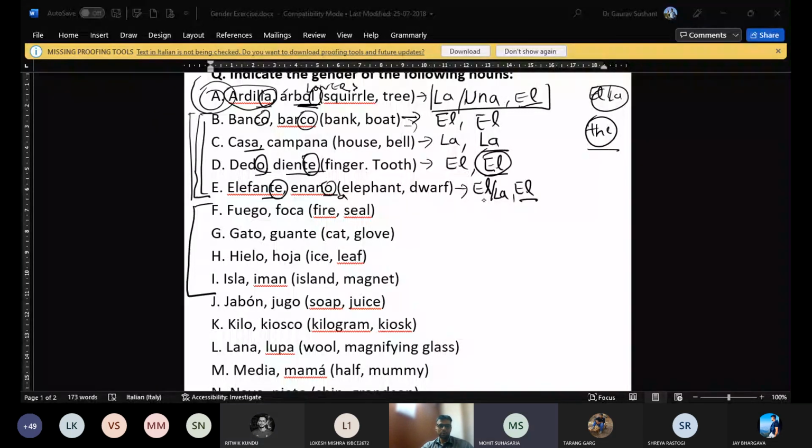So I think Ritvik, you can try the next four only, and then you will be able to clear your doubts if you have. Yeah, sure, sir. Next is El Fuego, El fuego. Very good. La Foca. I'm not very sure about the pronunciation of this one. No, this is correct. La foca only. El Gato, El gato.